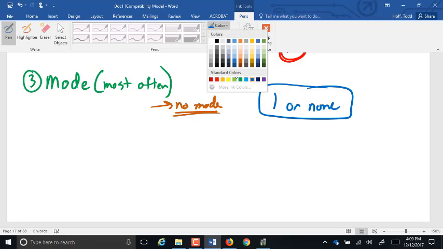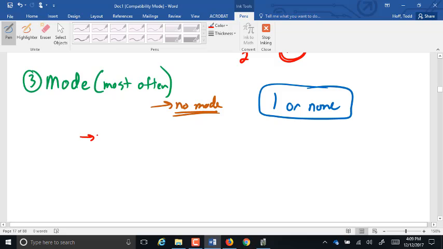The mode is most useful for categorical data.